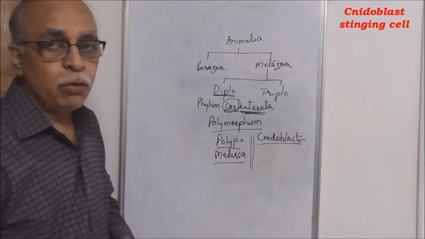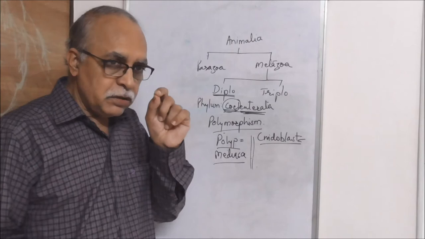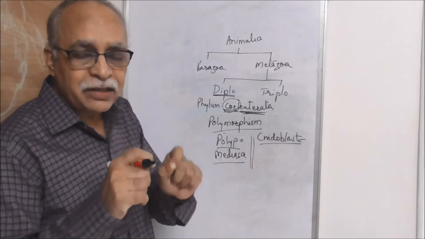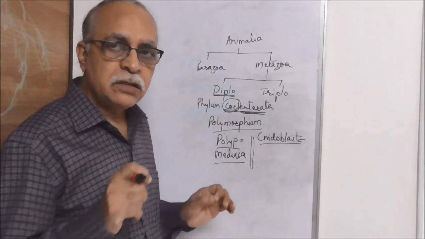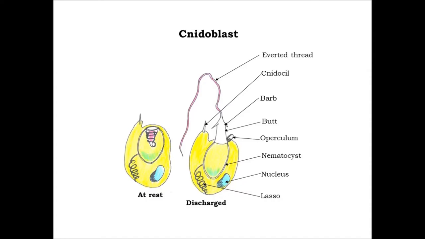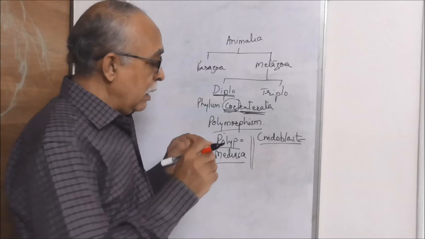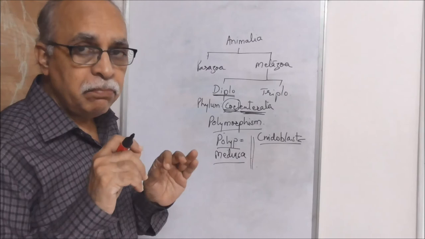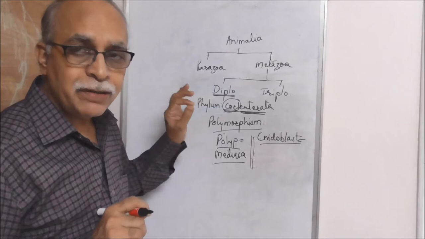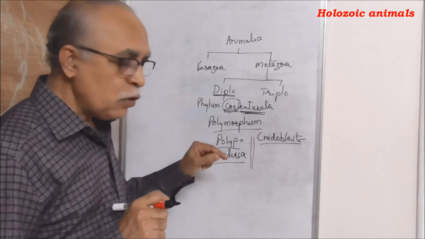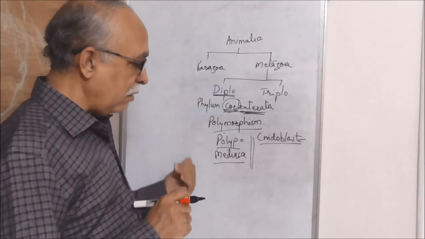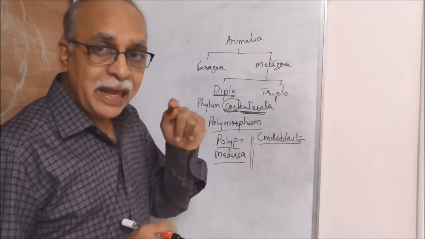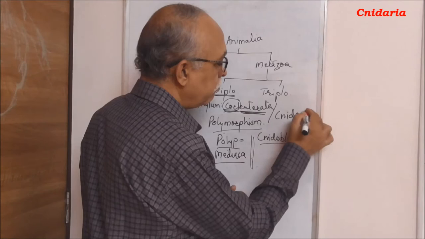That's called nidoblast, stinging cells. See, it's a tiny cell which has a spine-like extension through which it can inject a minute amount of toxin, a poisonous substance, a poisonous secretion. Now, the toxicity of this, if injected in adequate form, is enough for paralyzing a minute prey. See, these are holozoic forms, feed on tiny animals, tiny small organisms. Those organisms, because of these stinging cells, can be partially paralyzed and then they can be ingested. So, presence of nidoblast is a characteristic feature. Hence, the phylum is also named Cnidaria.